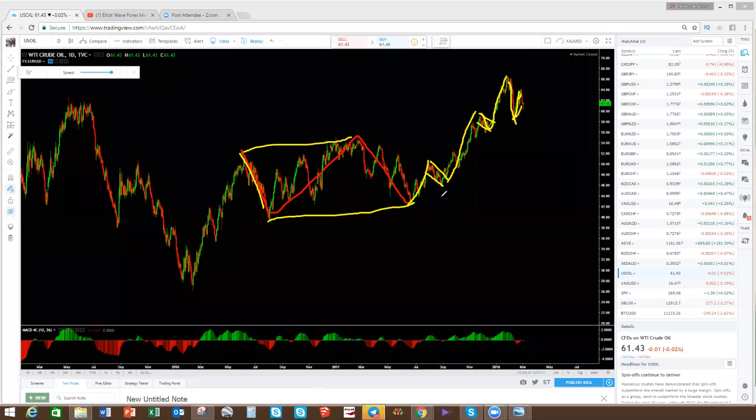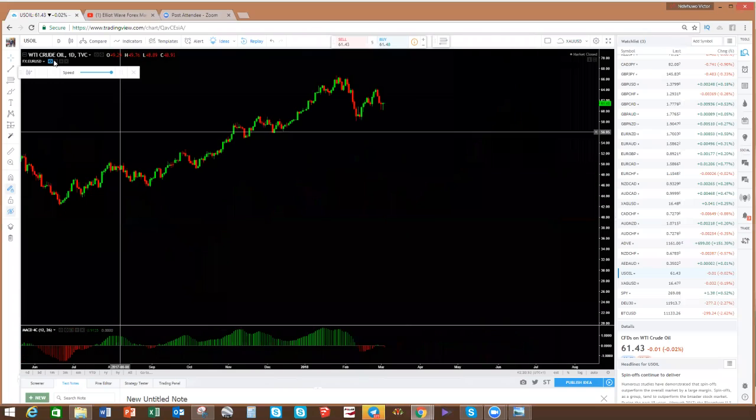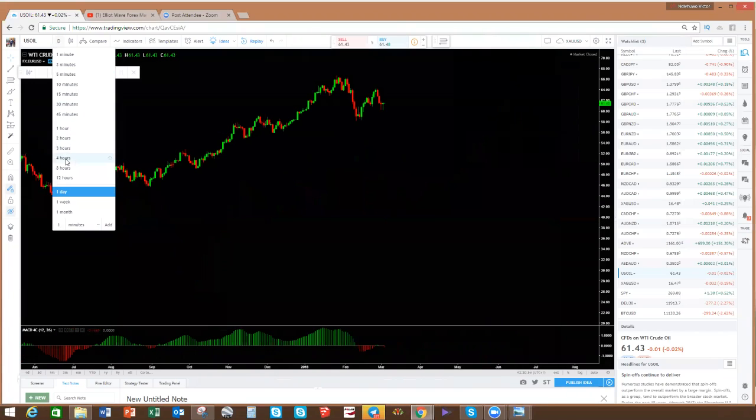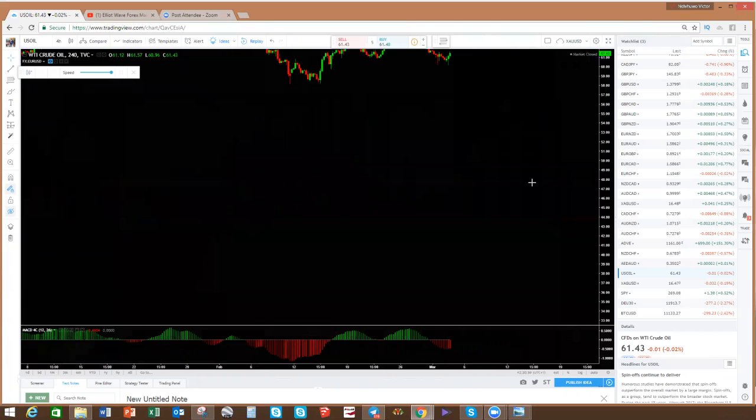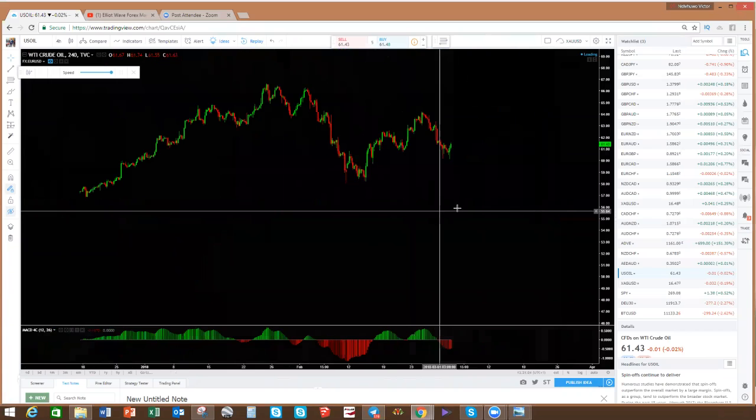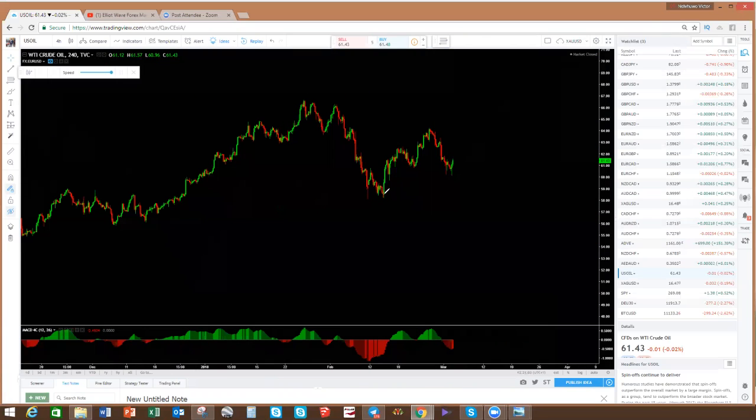See, textbook stuff. 1, 2, 3, 4, 5. You don't usually see these 1, 2, 3, 4, 5s, but when we see them, we label them as such. Now we're getting an A, we're getting a B on oil. So what should you look for on oil? Let's go 4 hour. So your B looks like it has already completed. This is your B, your three-wave B move. Now you're getting this move down.